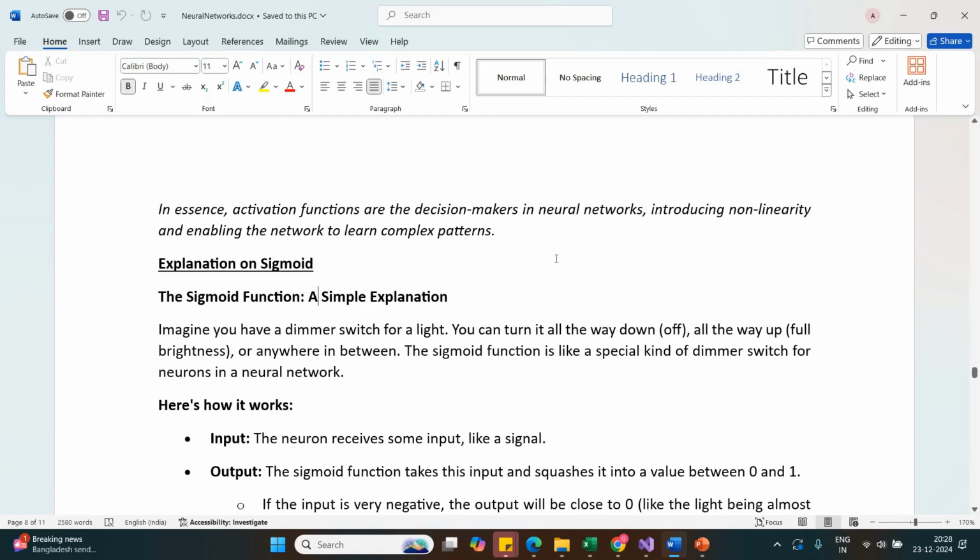Now let us see in the next video the sigmoid, the ReLU function, and the tanh function in detail, like in what scenarios they need to be used.